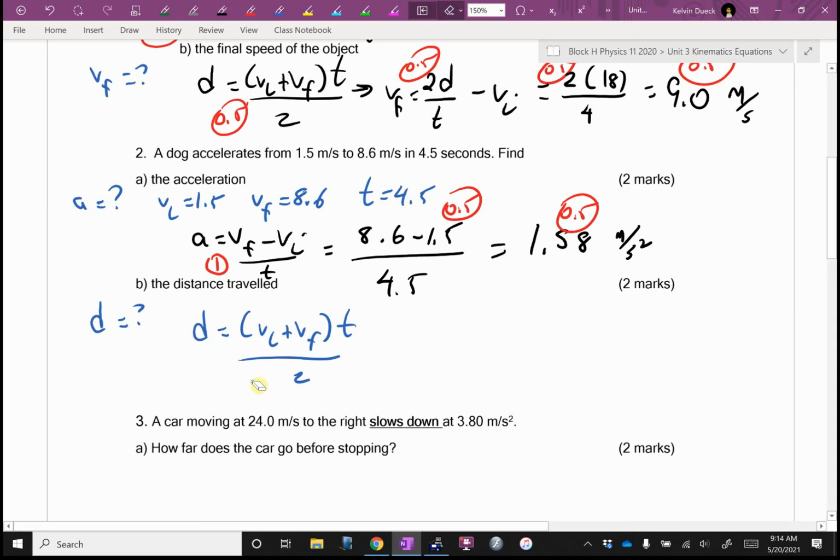I would probably go with this because the D is already by itself and I'm using the data that they gave me. Then I might also quickly on my calculator go D equals VIT plus a half AT squared, see if I get the same answer. It's going to be 1.5 plus 8.6 times 4.5 all over 2.